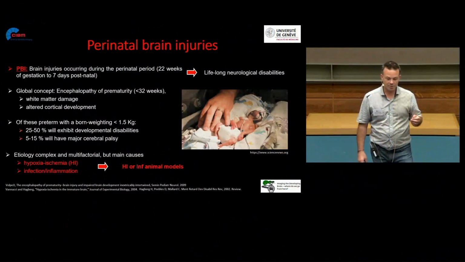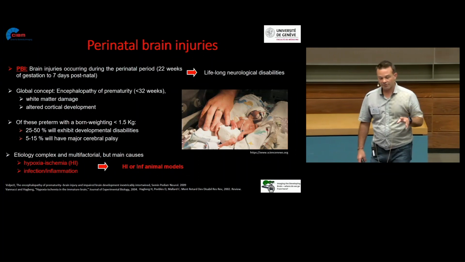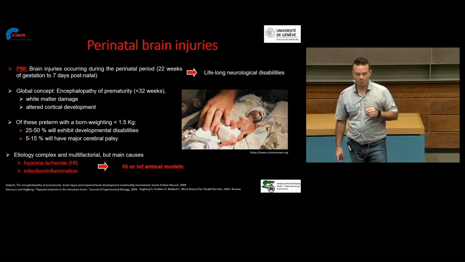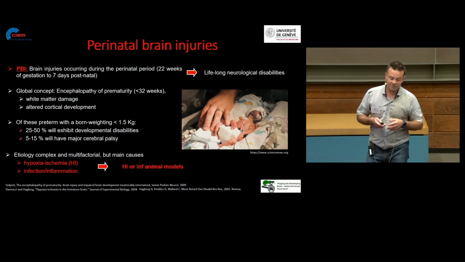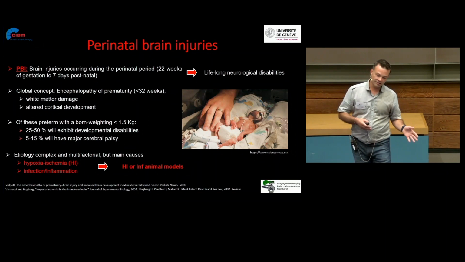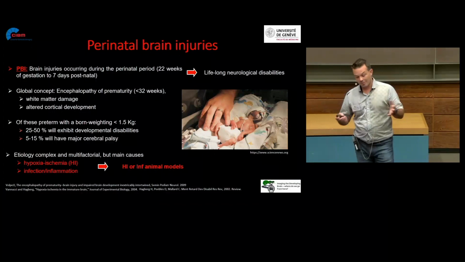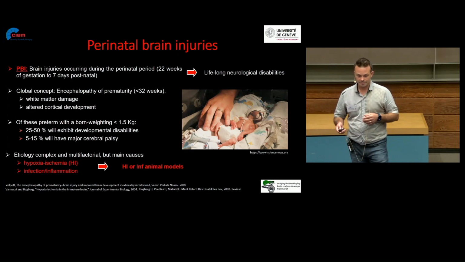And for these babies born weighing under 1.5 kilograms, we will have 25 to 50% with developmental disabilities and 5 to 15% with more major cerebral palsy. The etiology of these injuries is complex, and most of the time it's multifactorial, but we know that the main causes are hypoxia ischemia and/or infection inflammation. And as such, some hypoxic ischemic or inflammatory animal models have been developed.